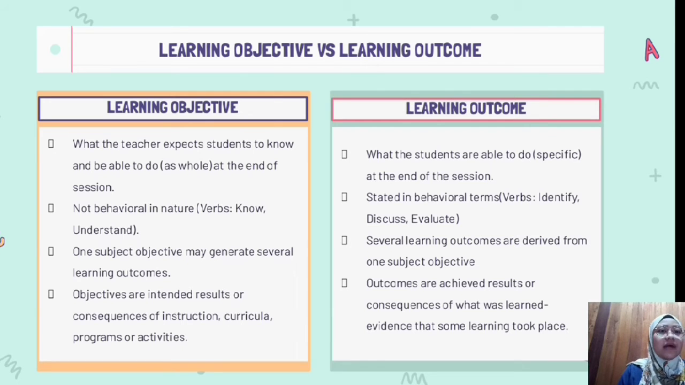Meanwhile, learning outcomes are what the students are able to do in a specific way at the end of the session. It is stated in terms like identify, discuss, and evaluate, which is more specific. Several learning outcomes are derived from one subject objective, so the biggest general subject objective can be specified into more learning outcomes. Outcomes are the achieved results or consequences, evidence that some learning took place.